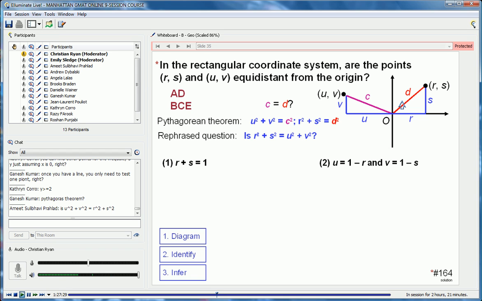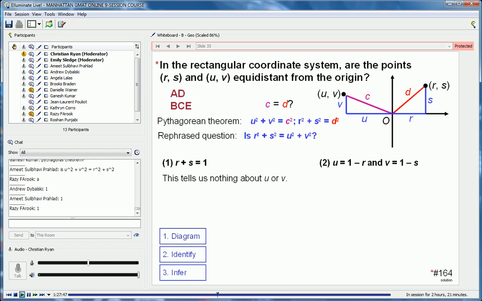At this point, which statement should we start with? Once we're at a purely algebraic question here, which statement should we start with? Type it in. I agree. Tells us nothing. So that's insufficient. A, D, B, C, E. Cross out A, D. Now statement 2, what we have to do, and I'll just walk through this, is substitute and manipulate.